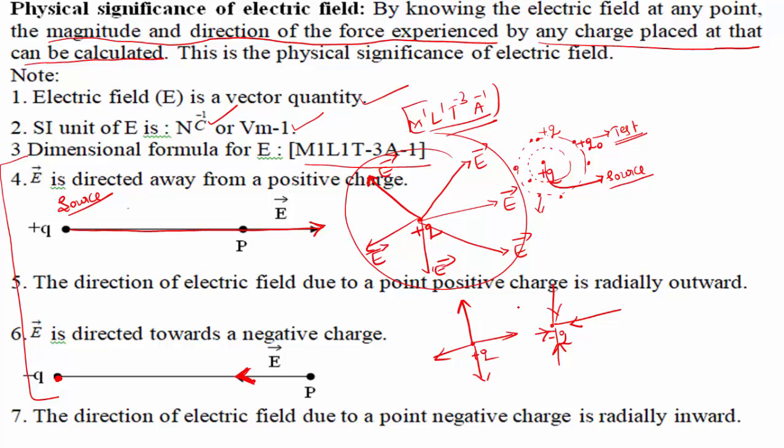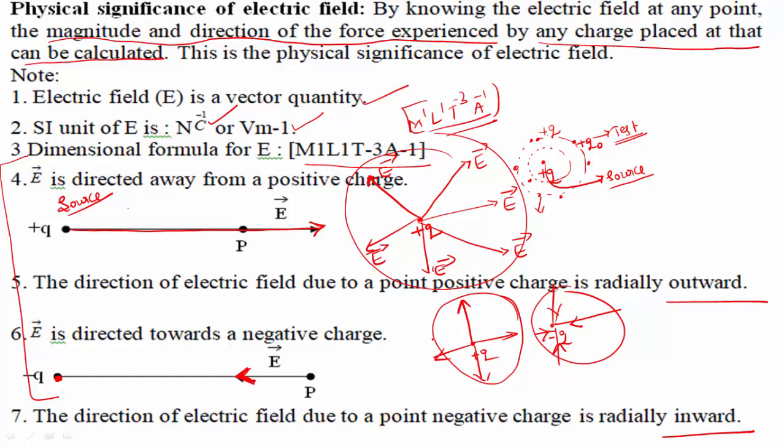The electric field is always directed away from a positive charge and directed towards the negative charge. Remember these 2 points very carefully. The direction of electric field due to a point negative charge is radially inward, and due to the positive point charge it is radially outward. These are the basic terms related with the electric field.